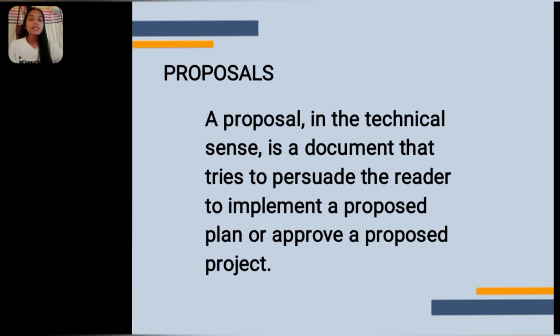And this time, I will discuss proposals. A proposal in the technical sense is a document that tries to persuade the reader to implement a proposed plan or approve a proposed project. So most businesses rely on effective proposal writing to ensure successful continuation of their business and to get new contracts.